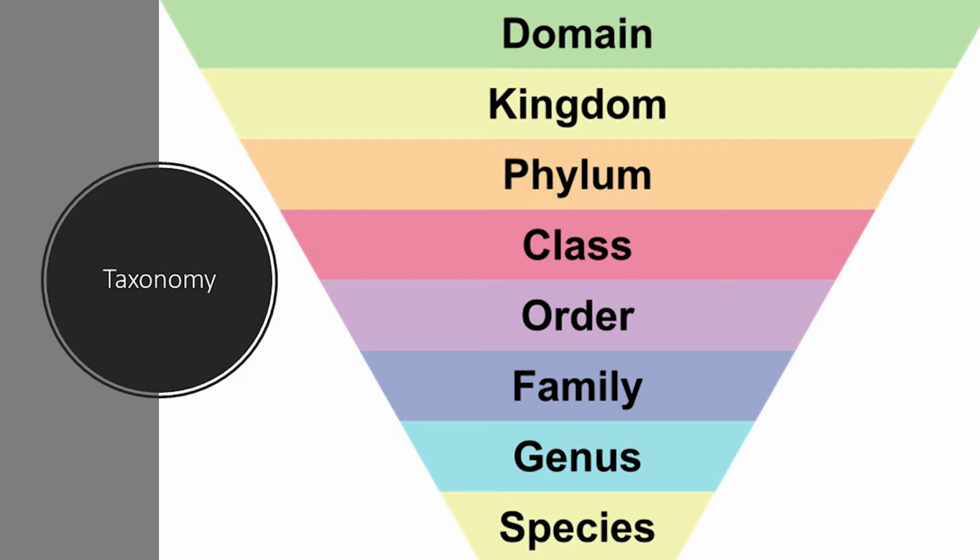A phylum is a major subdivision of an organism's kingdom. Some phyla of the animal kingdom are Arthropoda, Chordata, and Mollusca. Class is a major subdivision of the organism's phylum. The order is a major subdivision of the organism's class. The family is a major subdivision of the organism's order.